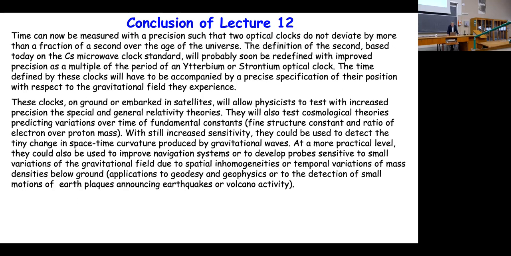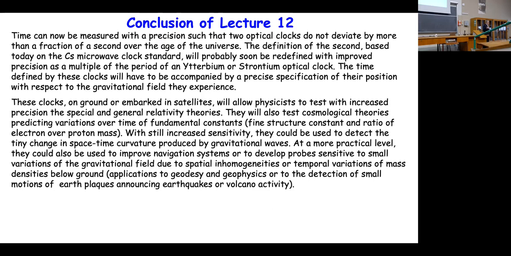So what could be the use of these clocks? These clocks on the ground or embarked in satellites will allow physicists to test with increased precision the special and general relativity theories. It has already started with what I just mentioned. There is also a very interesting test of cosmological theories, which say that the fundamental constants, the fine structure constant, or the ratio between the electron and the proton mass, depend upon time, that they should evolve in time.